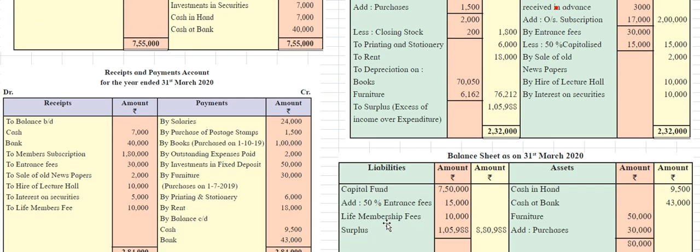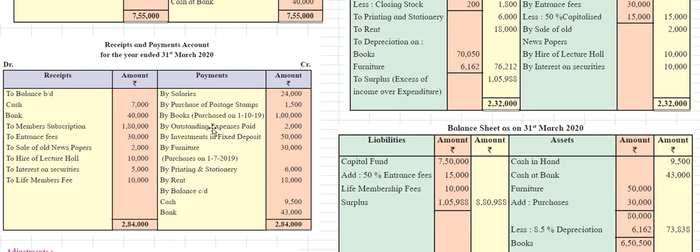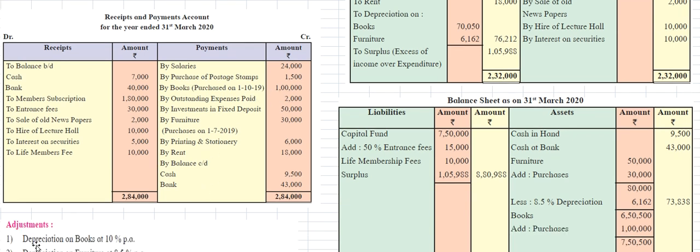Next is printing and stationery. The printing and stationery amount is 6000 rupees, the rent amount is 18,000 rupees, and then depreciation on books. We have books of 6 lakhs 50,500 rupees, and books purchased on first October 2019, that is 1 lakh rupees. And for depreciation on books we need to calculate at 10%.